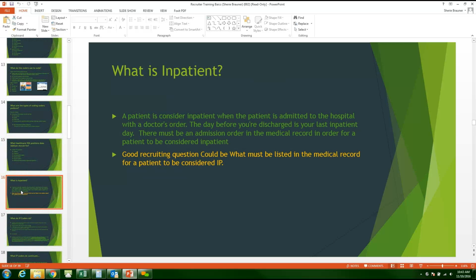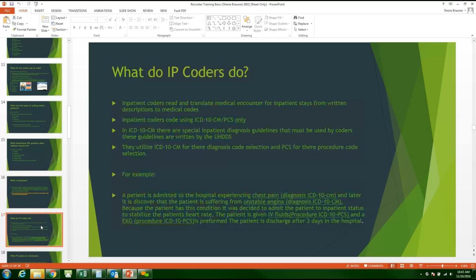Slide number 16. What is inpatient? A patient is considered inpatient when the patient is admitted to the hospital with a doctor's order. The day before you're discharged is your last inpatient day. There must be an admission order in the medical record in order for a patient to be considered inpatient. This is a good recruiting question: what must be listed in a medical record for a patient to be considered inpatient? As it reads above, they need an inpatient order by the physician.